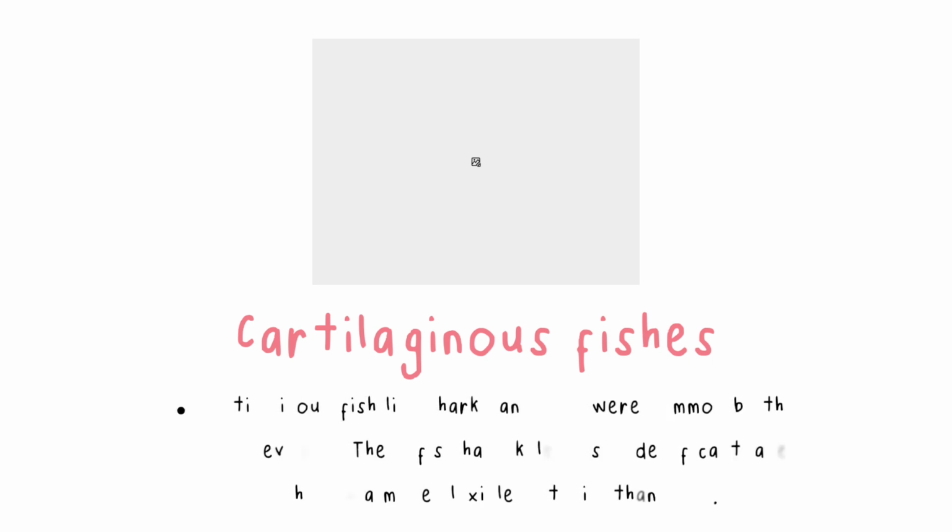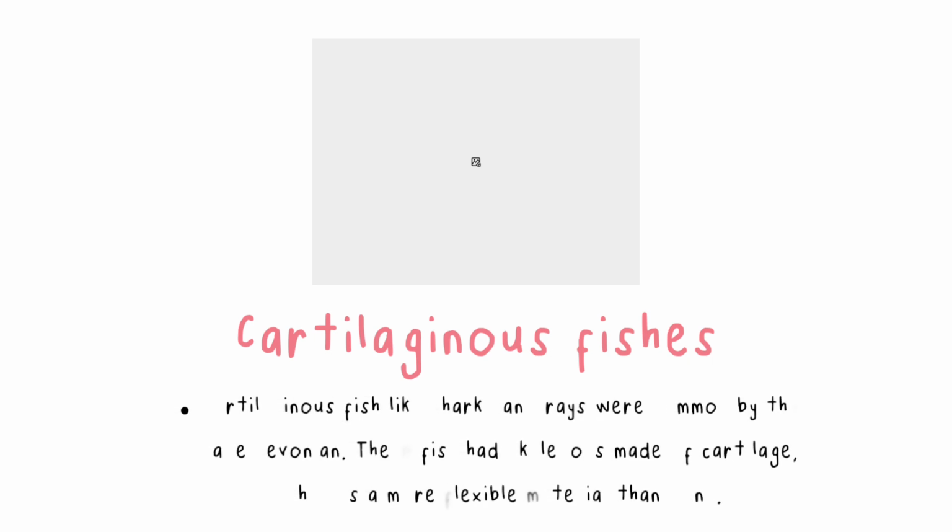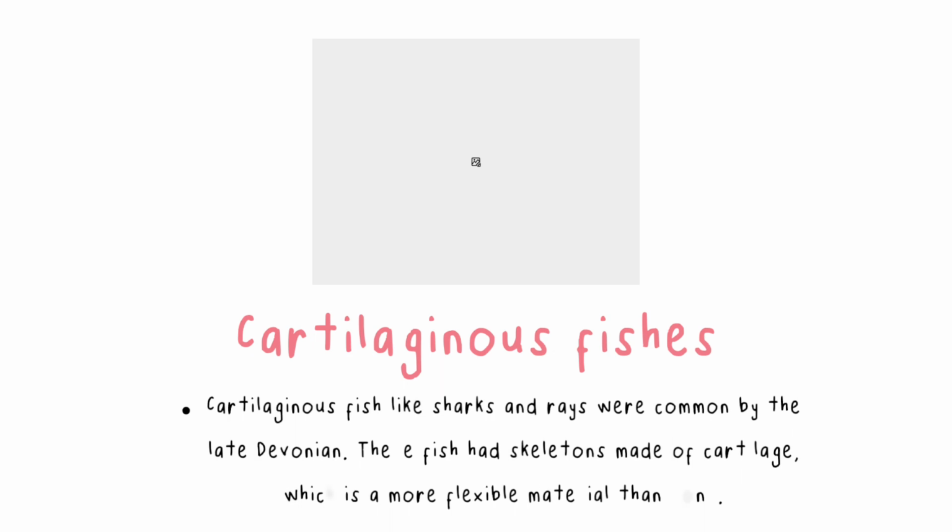Next, sharks. Cartilaginous fish like sharks and rays were common by the late Devonian. These fish had skeletons made of cartilage, which is a more flexible material than bone.